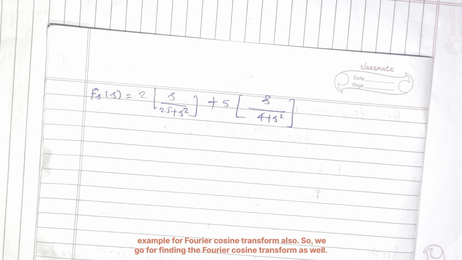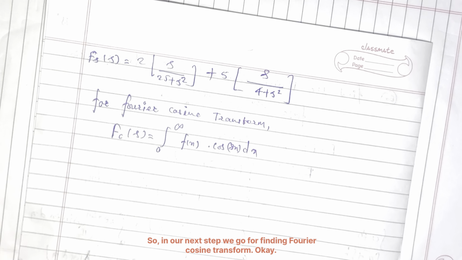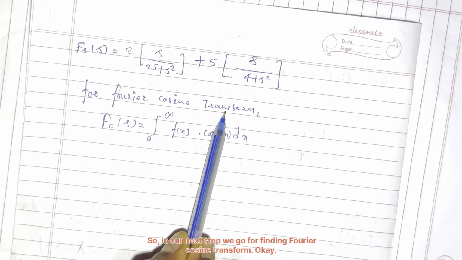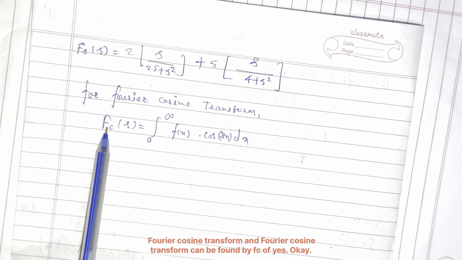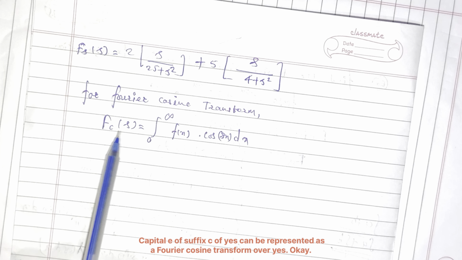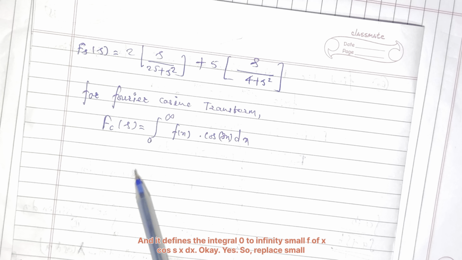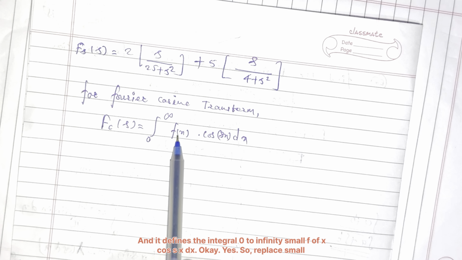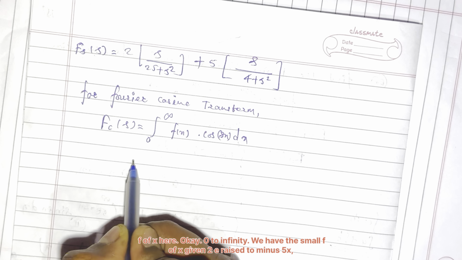As I have taken this example for the Fourier cosine transform also, we go for finding the Fourier cosine transform as well. The Fourier cosine transform can be found by Fc of s, capital F suffix c of s, represented as the Fourier cosine transform over s. It is defined as the integral from 0 to infinity of small f of x cos sx dx. So replace small f of x here.